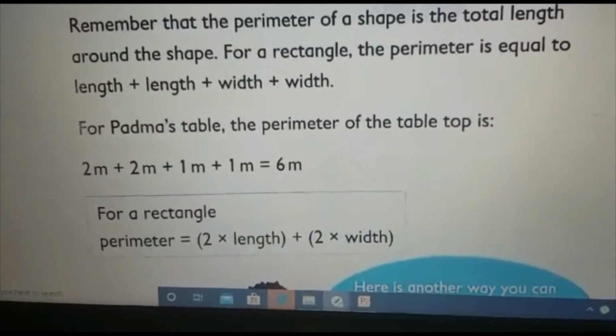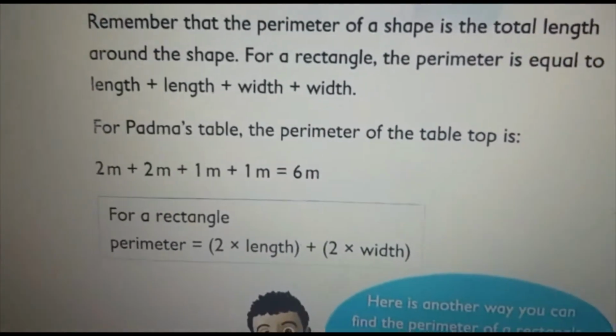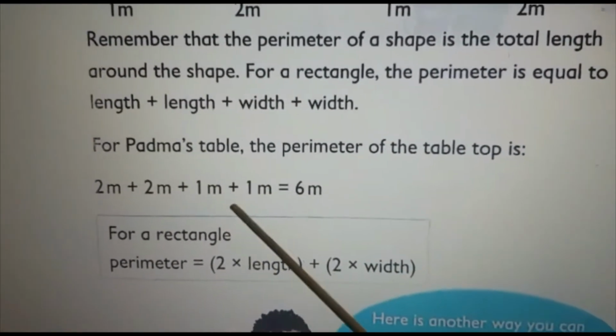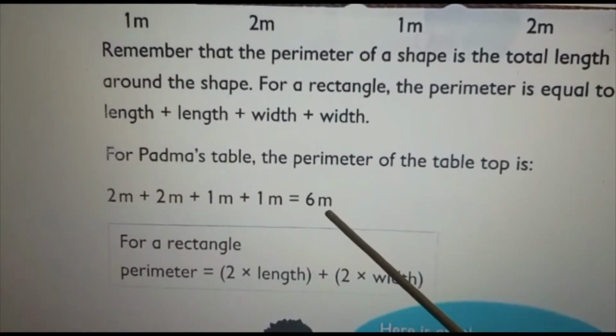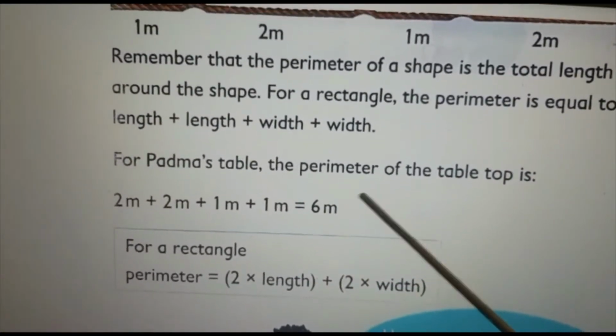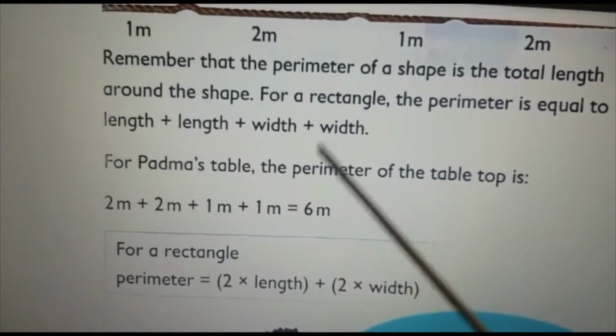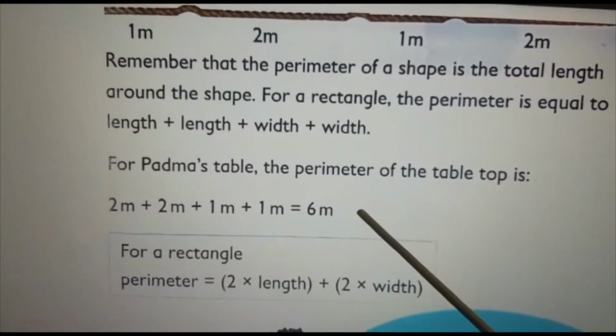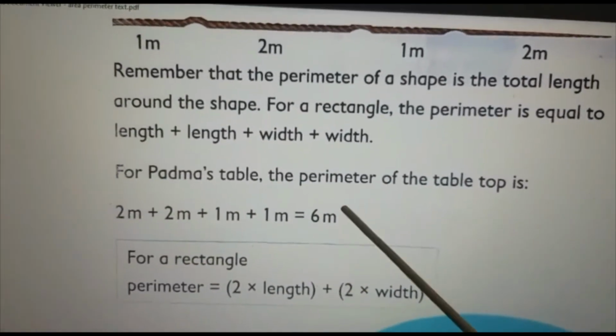Both are the same. Okay. See, in the previous explanation I made a mistake. Did you notice that? Yeah, what was it? I said 2 meter plus 2 meter plus 1 meter plus 1 meter is 6 centimeter. But what is it? The answer is meter. I mistakenly said it like that. Sorry. When we add all the meters, the answer will be meter. If you are adding all the centimeters, the answer will be centimeter.